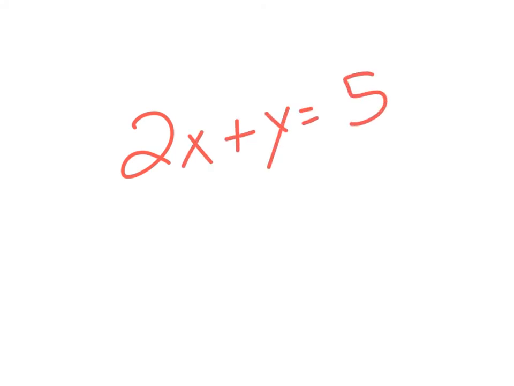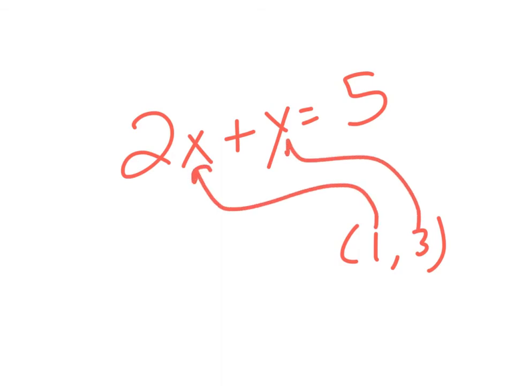Don't let it throw you off if the equation is in a different form, like 2x plus y equals 5. Is the ordered pair 1, 3 a solution to this equation? Well, 1 goes in for x, 3 goes in for y. 2 times 1 is 2, 2 plus 3 is 5. So yes, this is a solution to the equation.